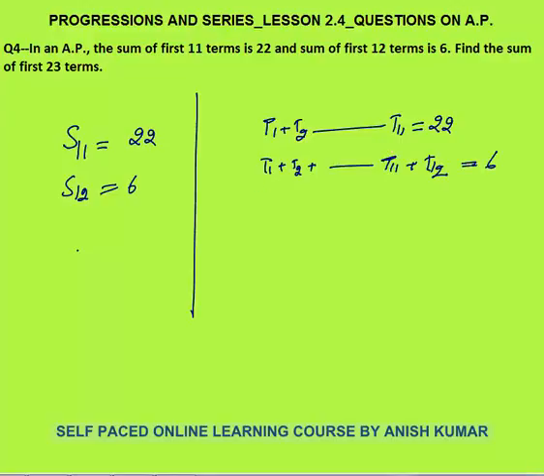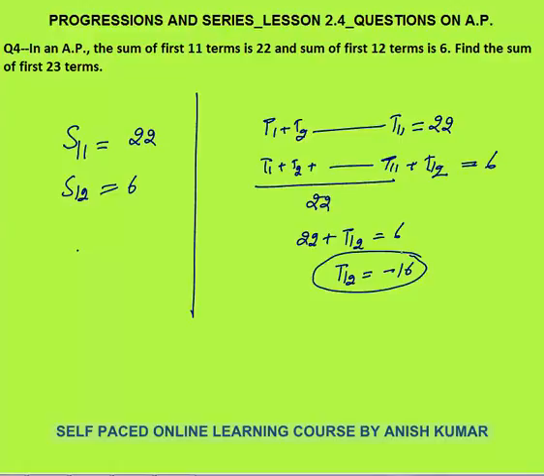This is 6. We know that this is 22. So 22 plus t12 is equal to 6. So the 12th term is equal to minus 16. The 12th term is minus 16. What is the 12th term in an AP? This is a plus 11d. The 12th term is minus 16.